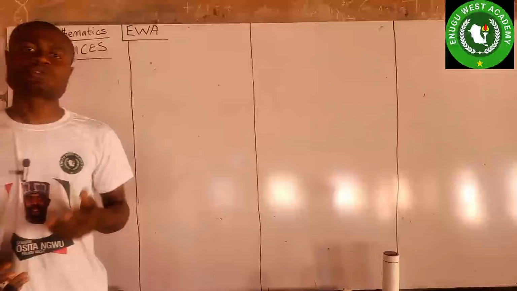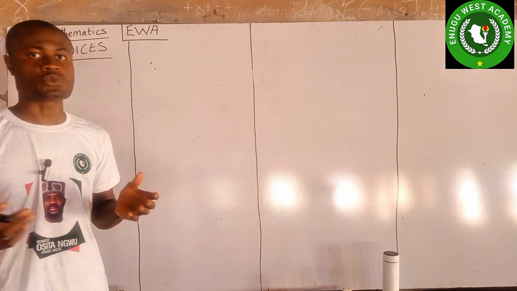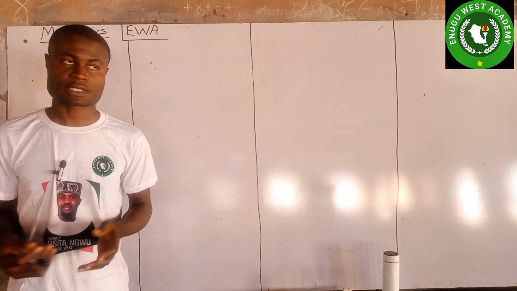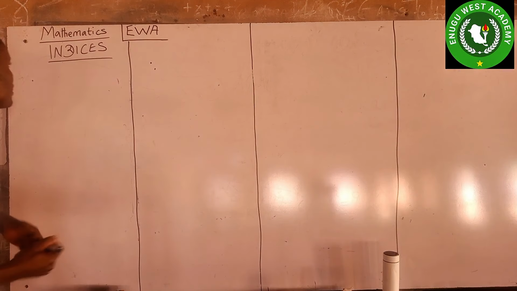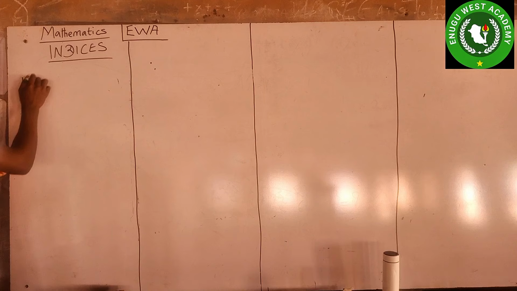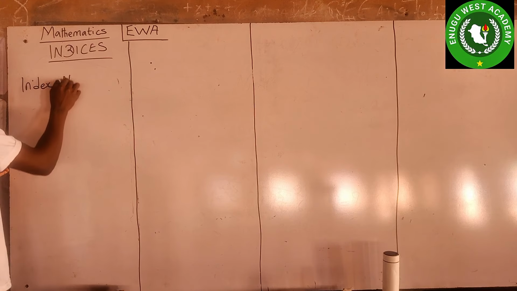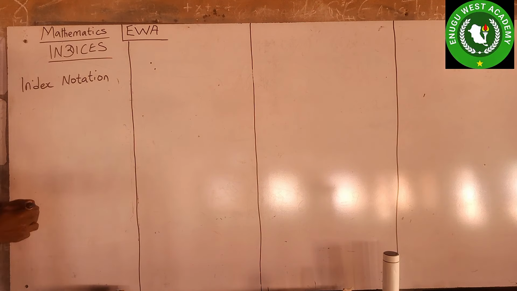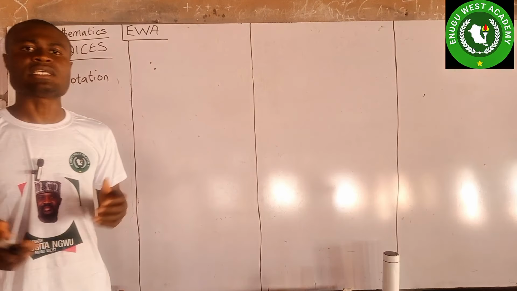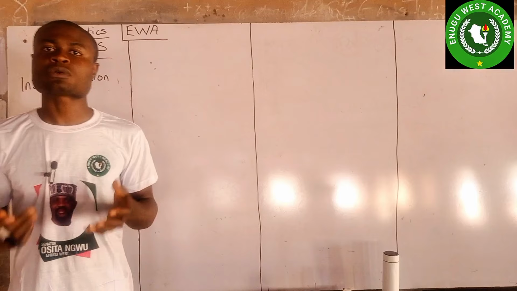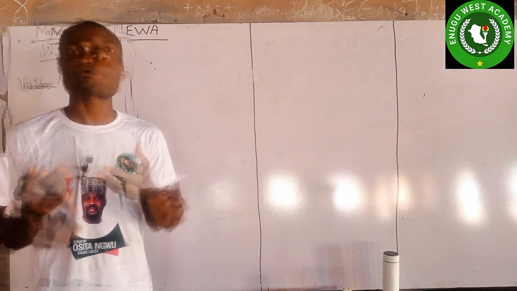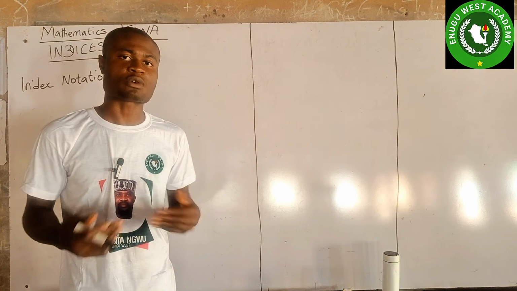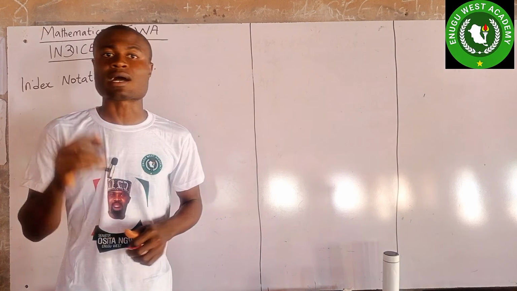Now, I'm going to explain some things you need to know in indices before we enter into calculations. The first thing is index notation. Index notation is the method of shortening the product of numbers of equal factors, or numbers that are the same.